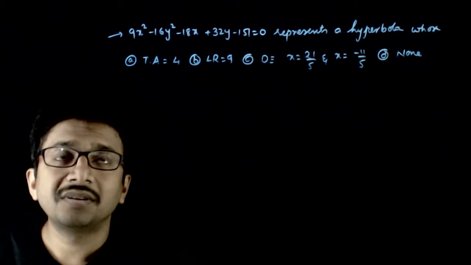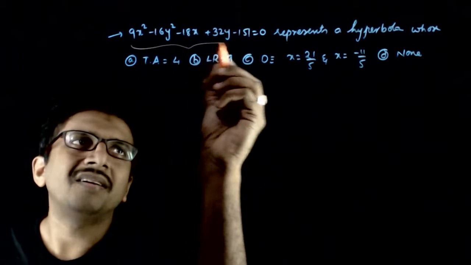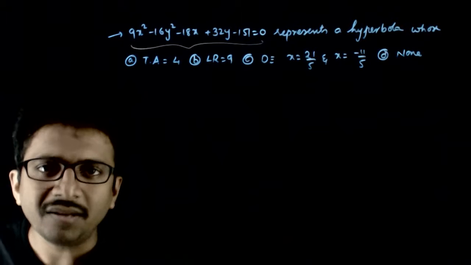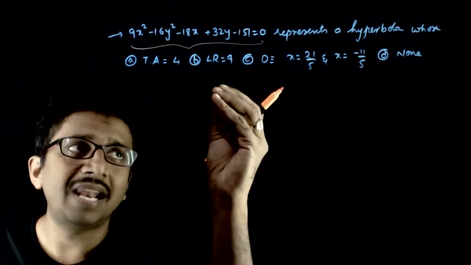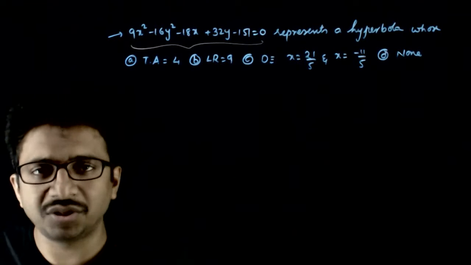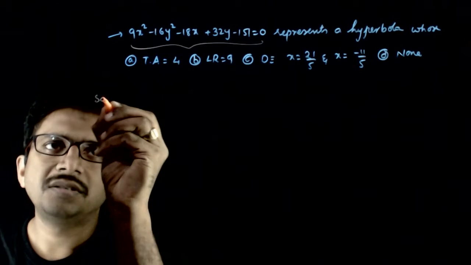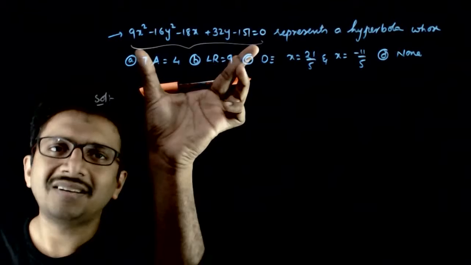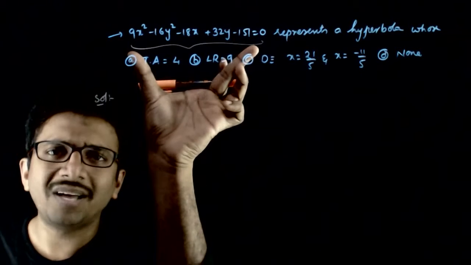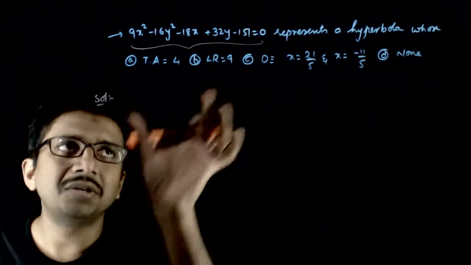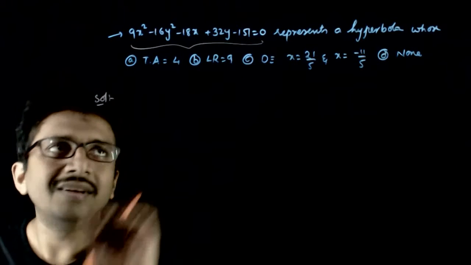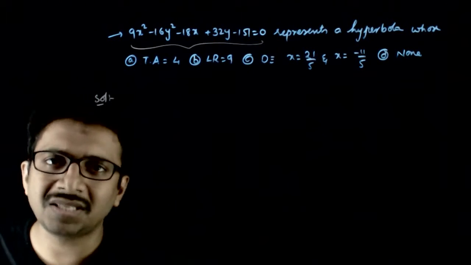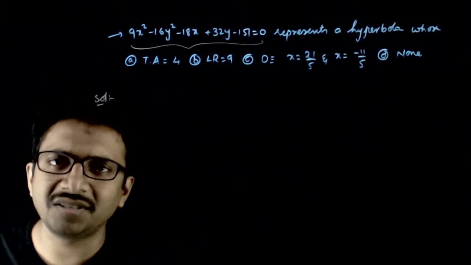So welcome students. In this question, you're given an equation of a hyperbola and you're asked to find the properties of this hyperbola like transverse axis, latus rectum, directrices and so on. We can very clearly see that this hyperbola is not given in standard form. So to analyze the latus rectum, transverse axis and directrices of this hyperbola, let us try to convert this into the standard form. So how do you convert this into the standard form?